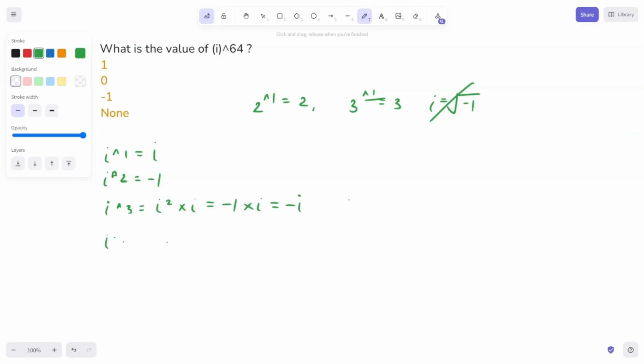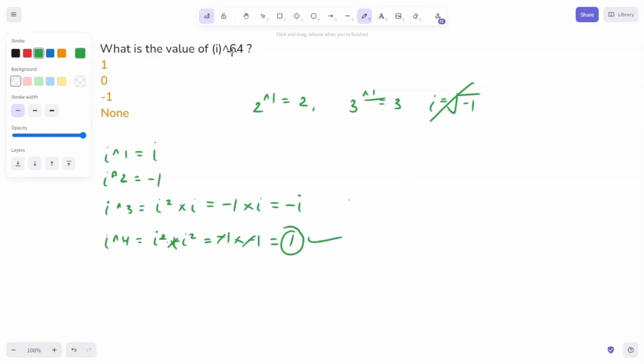Now i raised to the power 4. This is i square times i square. What is the value of i square? It is minus 1, so it will multiply into minus 1. The minus signs get cancelled out, and 1 into 1 equals 1. So as we can see, the 4th consecutive power of i is 1.